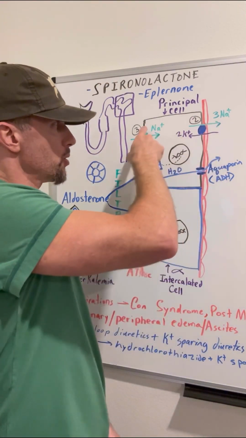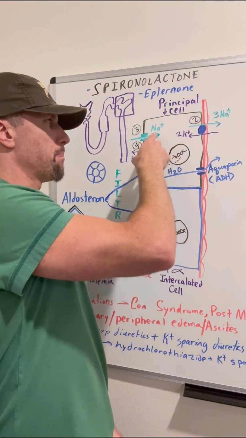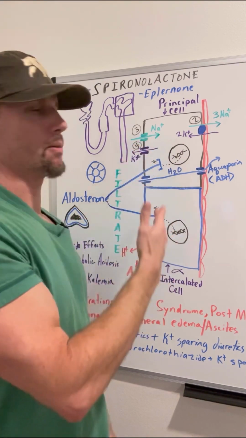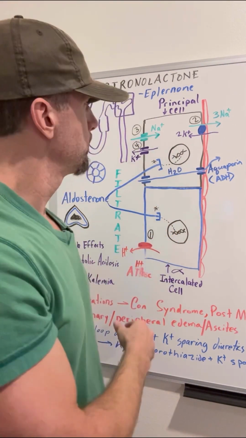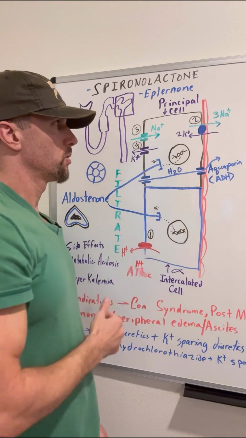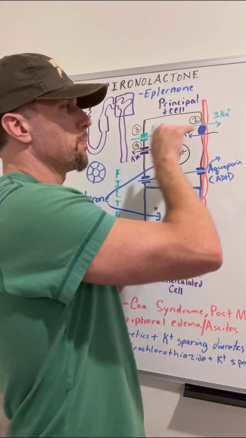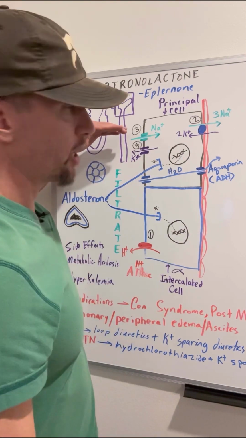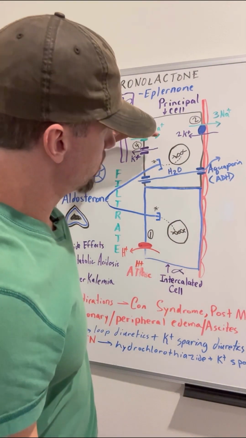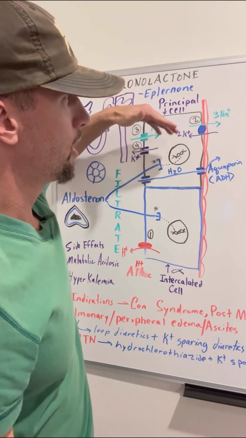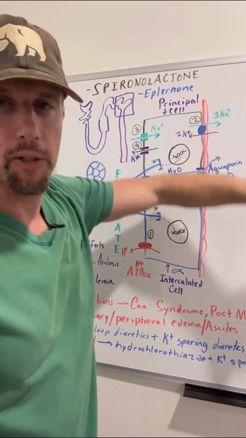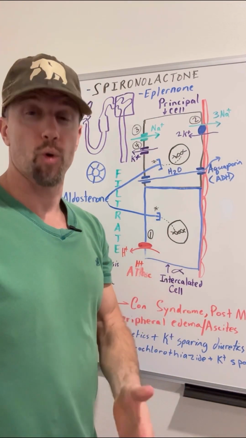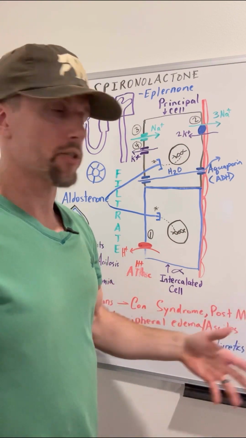The third protein that gets embedded into this side of the membrane, the filtrate side of the tubule, is called a sodium channel. And so if we have all this sodium being pushed out, then there's not much sodium in the cell. So sodium in the filtrate's higher. So it's just going to go down its concentration gradient into the cell, and then it's going to get pumped into the bloodstream, and that's called sodium reabsorption, secondary to aldosterone.